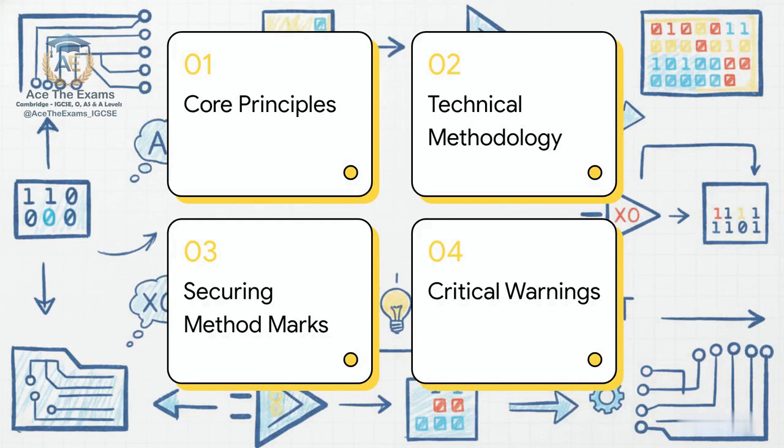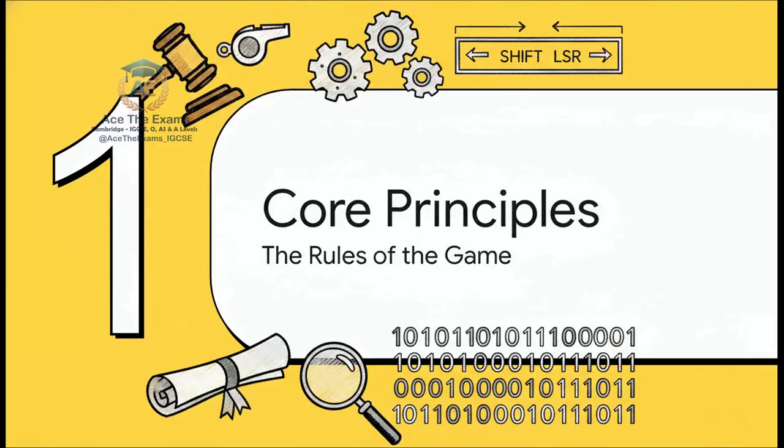Here is our game plan for the explainer today. Number 1, core principles. Number 2, technical methodology. Number 3, securing method marks. And number 4, critical examiner warnings. Let's jump in. Section 1, core principles, the rules of the game.